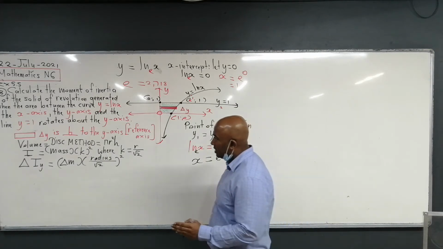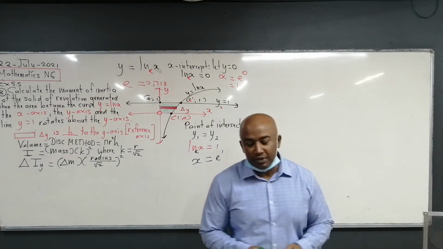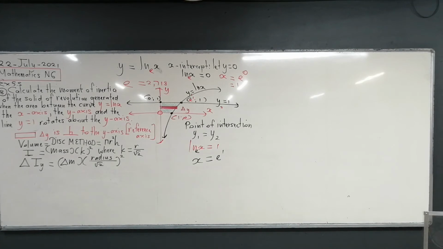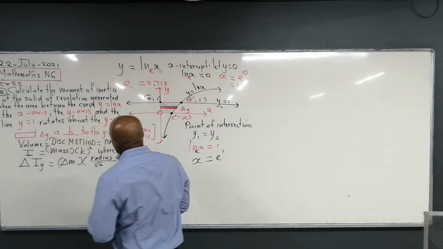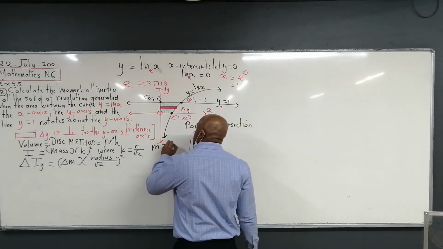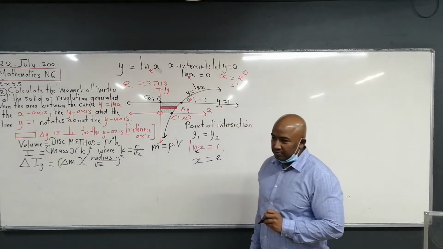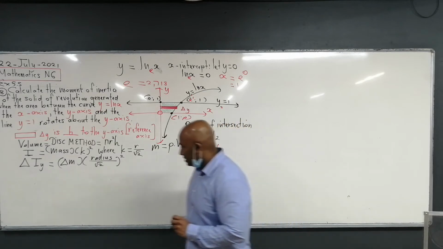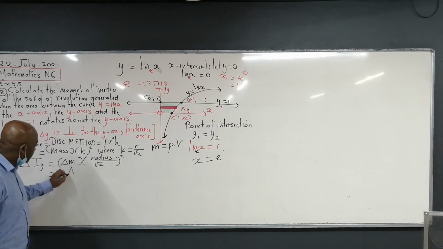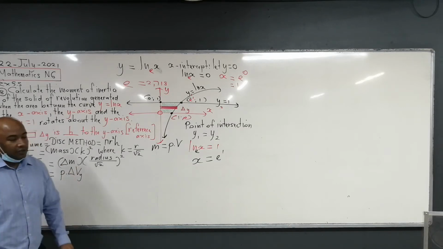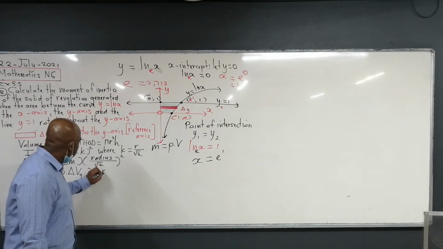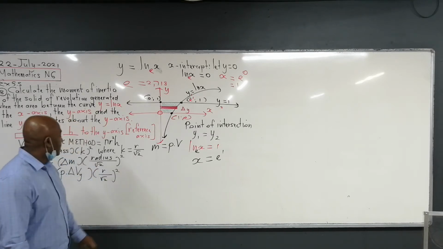Right, now what is mass? So as I was saying, what is mass? So we know that mass is equal to density times volume. Okay, m is equal to p v, or p times v. So it's going to be p times the volume, which is delta v y, because we are rotating about the y-axis, times your radius divided by root 2 all squared.